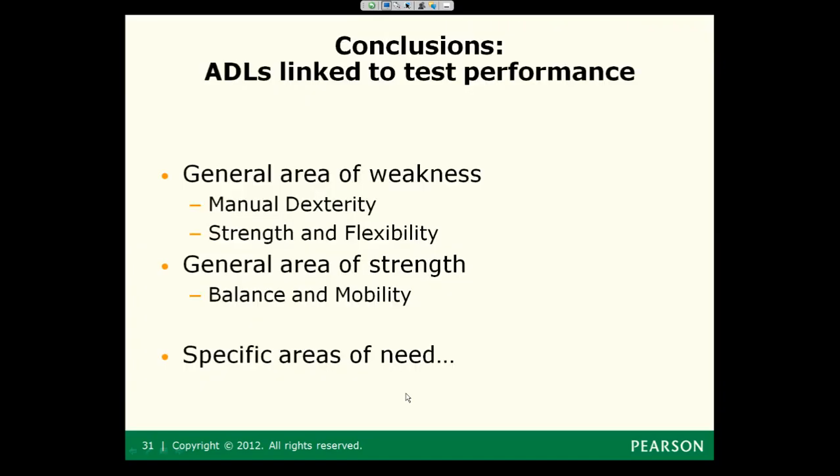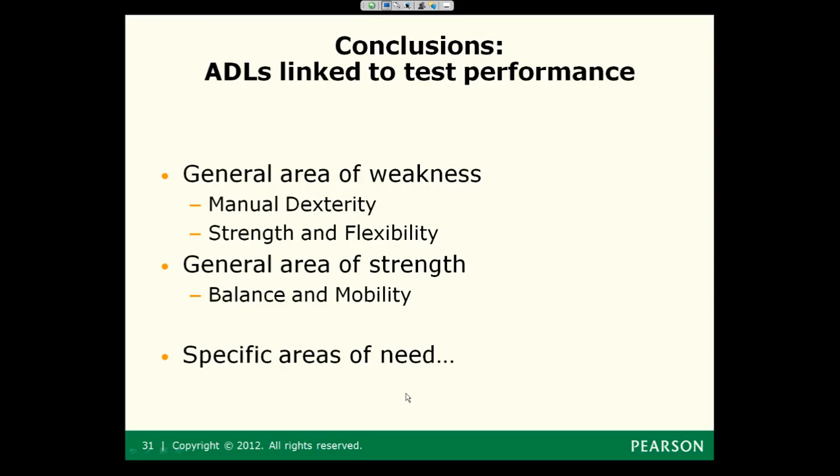All right, so let's talk about some of the conclusions for Mary. As we talked about, general areas of weakness we saw for her were in manual dexterity and strength and flexibility. We do see a general area of strength being in her balance and mobility. So she's able to move around okay and balance fine, but she has some difficulty with strength activities as well as the manual dexterity. But how much information does that give us?